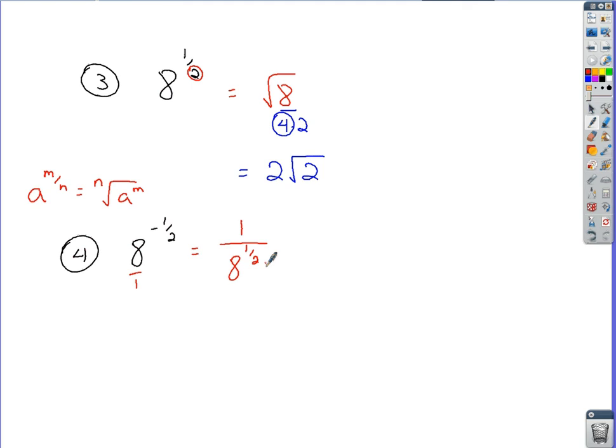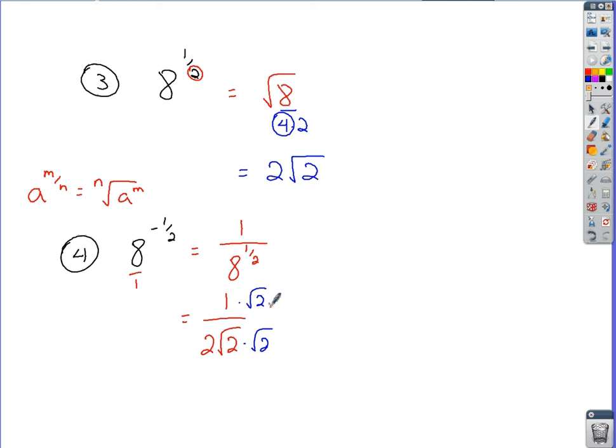Of course, what does 8 to the 1/2 mean? 8 to the 1/2 means the same thing as what we had back here in number 3. So this would be 1 over the square root of 8. And if we have 1 over the square root of 8, we know that breaks down to 2 root 2. For our purposes, we could leave it like that. But ideally, you would get rid of that root.